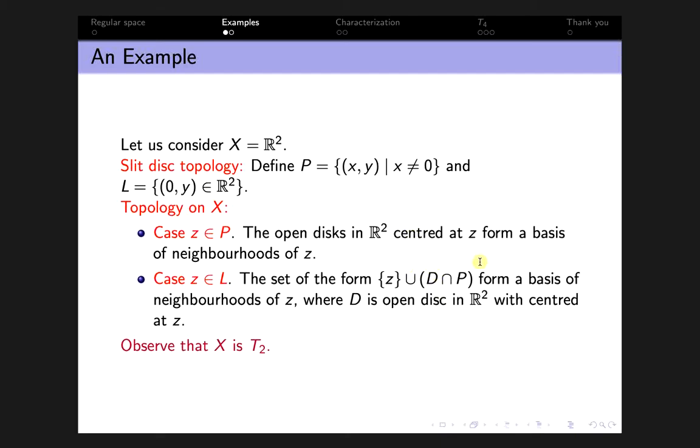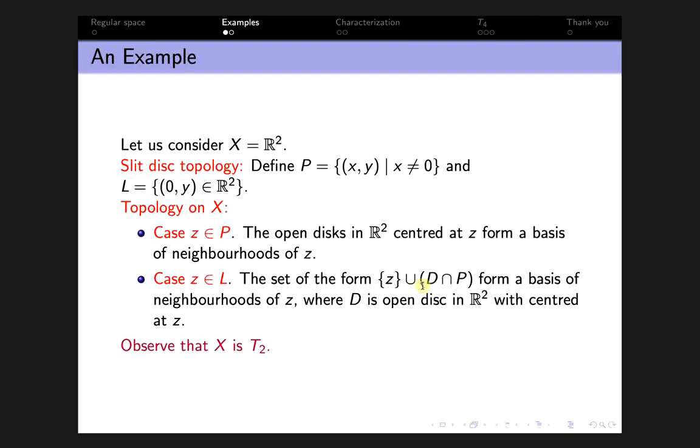So we delete the points on the y axis, and take the union with Z. So this is basically two half open disks union with Z. Okay, this is connected at Z.